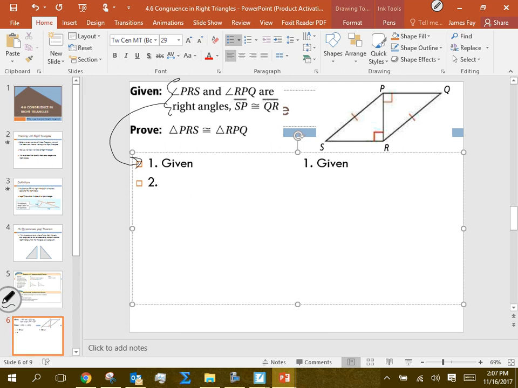As I go through there, I've got right angles, right? So if you have right angles, look at your picture. You're dealing with right angles that are in triangles, right? What can you call those triangles now?